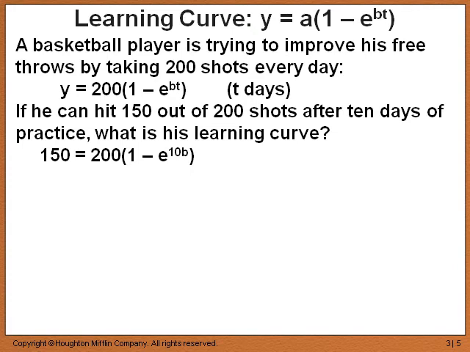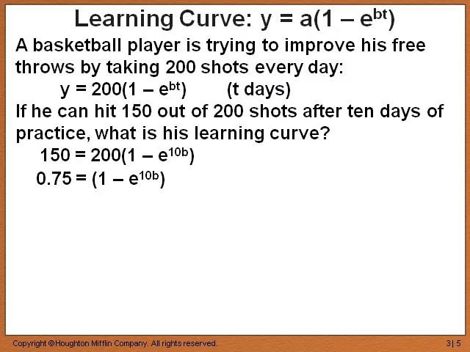You should have set it up like this: 150 equals 200 times 1 minus e to the 10b. 10 days, that's why it's 10b, and the 150 is how many shots he can hit out of 200. The maximum level of mastery, 200, is the maximum, and 150 is what he achieved. Now we just continue with our Algebra 1 steps.